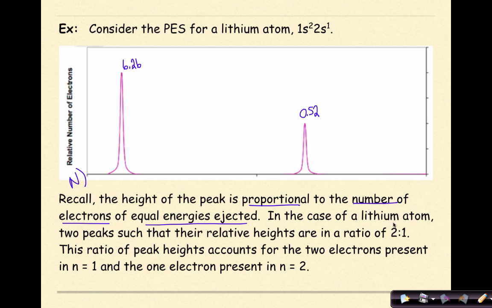In this case of a lithium atom, 2 peaks such that their relative heights are in a ratio of 2 to 1. This ratio of peak heights accounts for the 2 electrons present in the first shell and 1 electron present in the second shell. So again, like I just said, here we have 2 electrons, and here we have 1 electron.